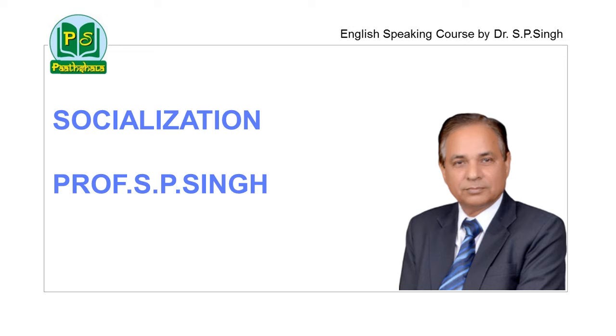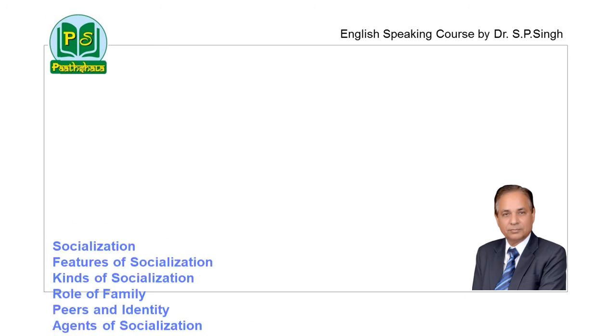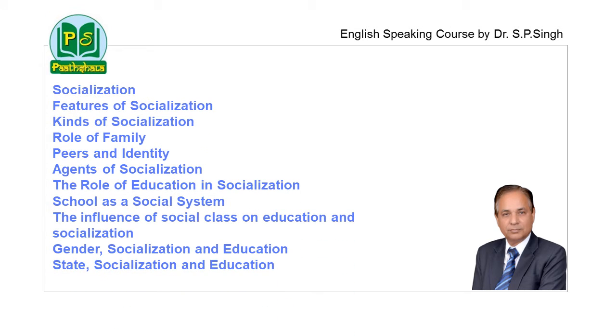Today I am going to discuss in this class a very important topic for CTET, UP-TET and other TET examinations. Today's topic of discussion is socialization, under which we will discuss the definition of socialization, features of socialization, kinds of socialization, role of family, peers and identity, agents of socialization, the role of education in socialization, a school as a social system, the influence of social class on education and socialization, gender socialization and education, state socialization and education.